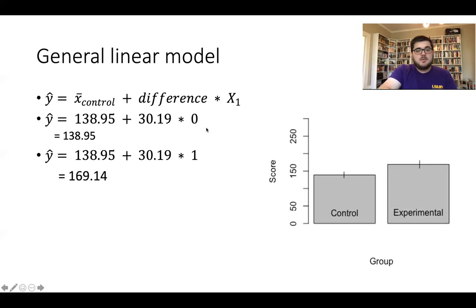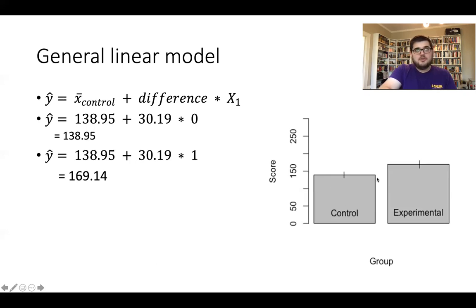So if I need to make a prediction of what someone's test score is going to be and they came from the control group, I'm going to set X1 to 0. So in the regression equation, my prediction is 138.95, that's the mean for the control group, plus the difference between the groups times 0. Anything times 0 is 0. So this entire part of the equation drops out and you're left with just 138.95. That's our prediction for the control group.